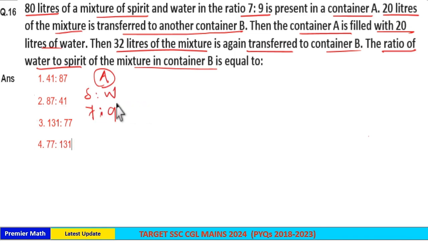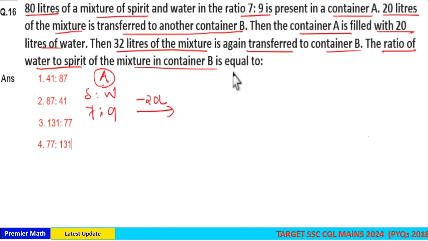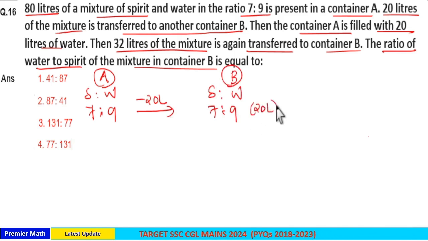Now container A contains a total of 80 liters of mixture and you are transferring 20 liters of mixture to container B. Then container B will also contain spirit and water in the ratio 7:9, and a total of 20 liters of mixture is present in container B now. Because even if you take just 1 drop of mixture from container A, that 1 drop will contain spirit and water in the ratio 7:9, which means this 20 liters will also contain spirit and water in the ratio 7:9.